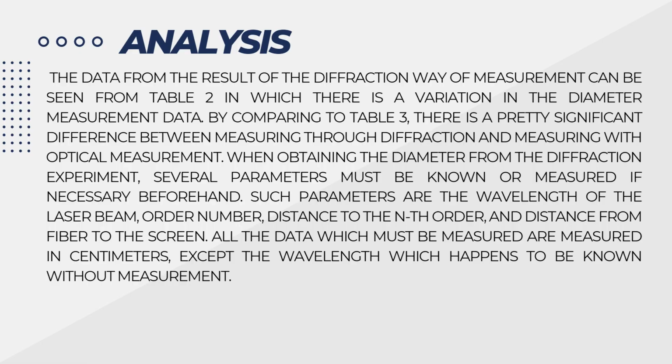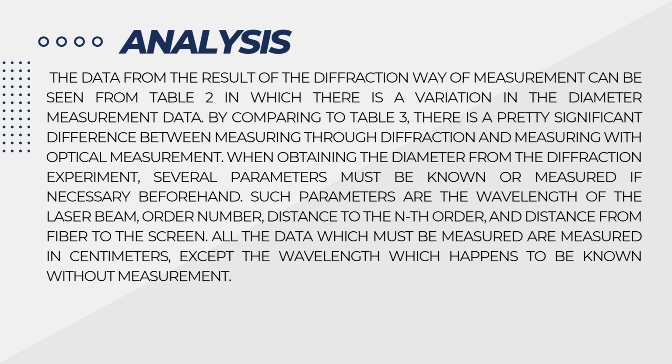Next is the analysis. For our analysis, we analyzed the data from the measurement with the diffraction method and also with the optical measurement. What we get from table 2, which presents the data from the diffraction method, is that there is a variation in the diameter of each slit, and table 3 is the data from the optical measurement. When we compare table 2 to table 3, there is a pretty significant difference between the data of the measurements.